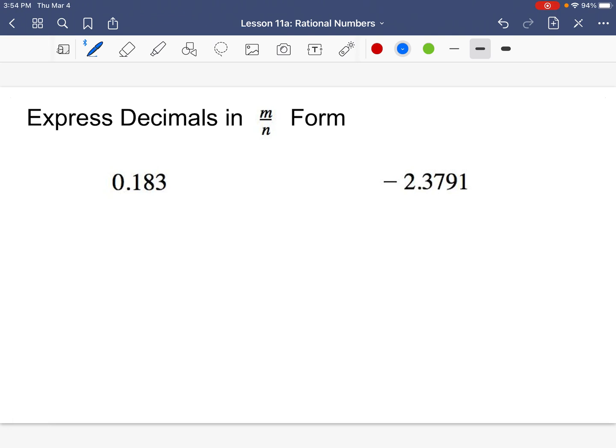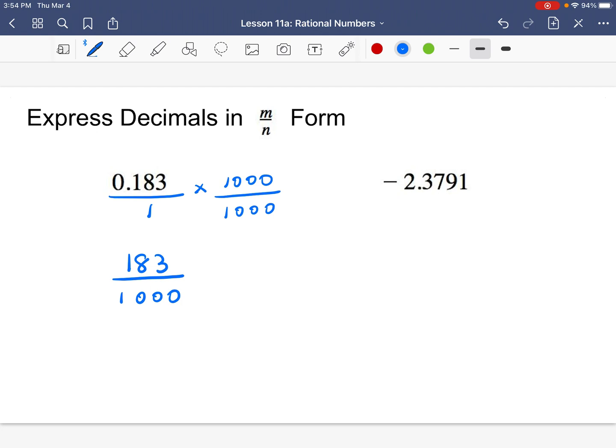0.183 is a terminating decimal, and it has digits in the tenths, hundredths, and thousandths place. So I've got to multiply by 1000 in the numerator and the denominator, and I get 183 over 1000.